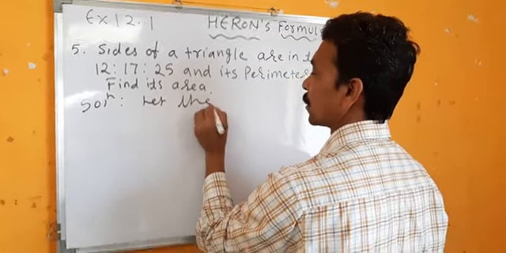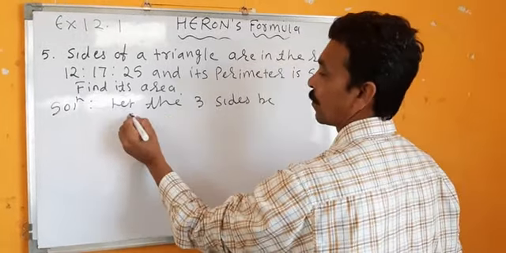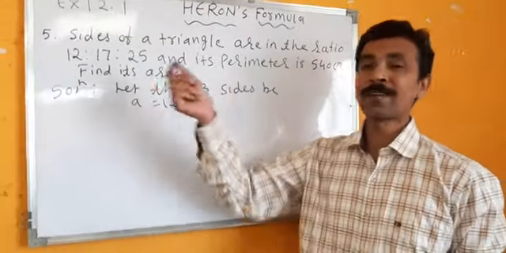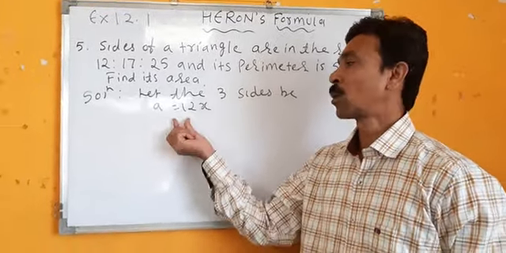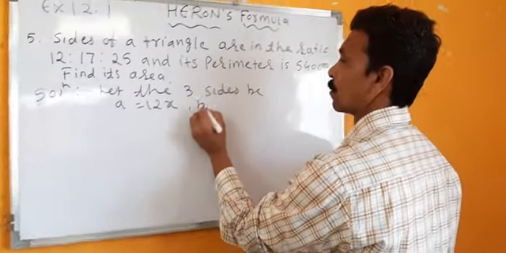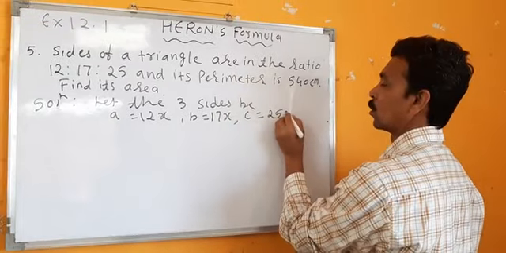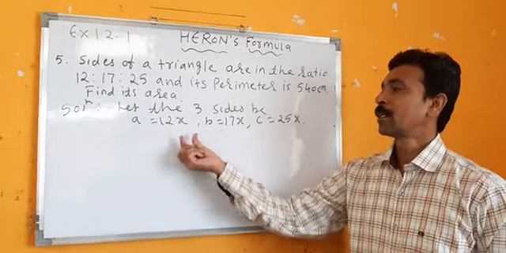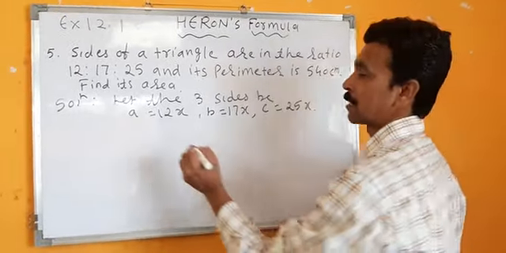Solution. Let the three sides be A is equal to 12x. As the sides are given in ratio, we have to write the variable in front of the constant. B is equal to 17x. C is equal to 25x. A 12x, B 17x, C 25x.